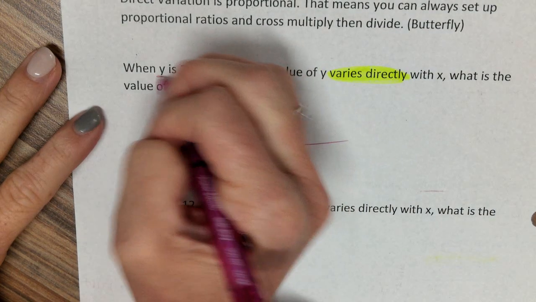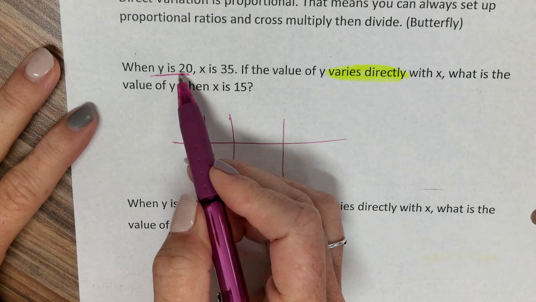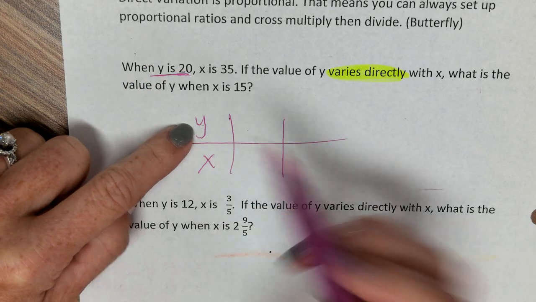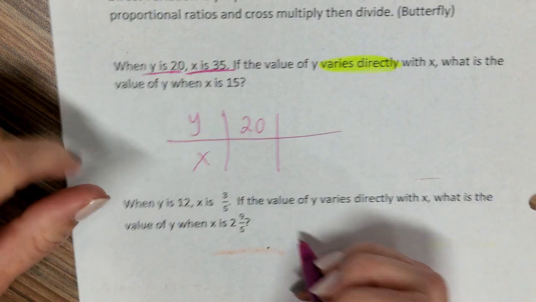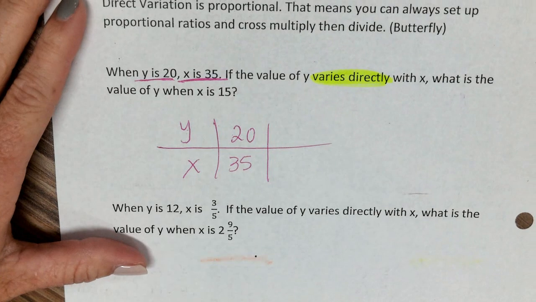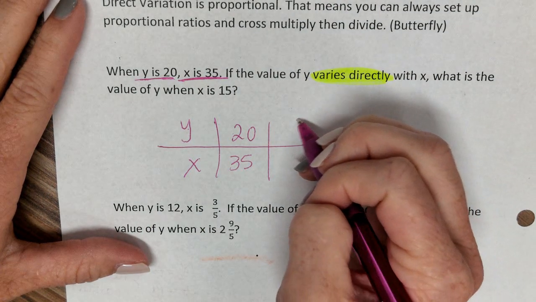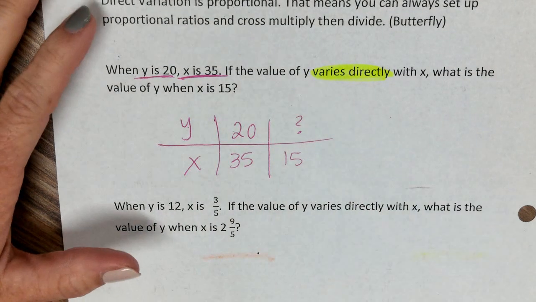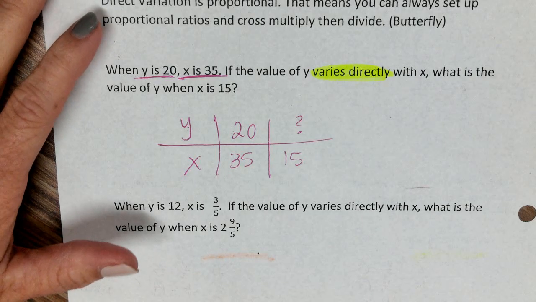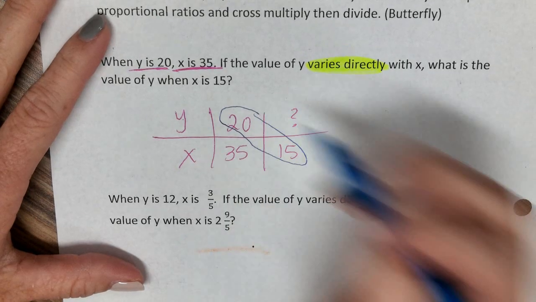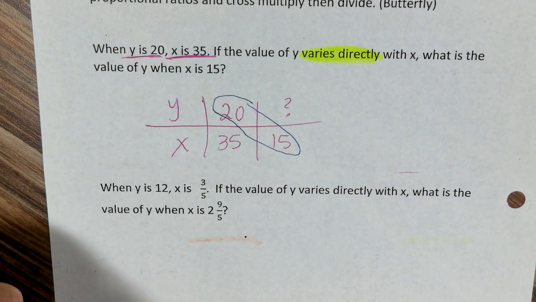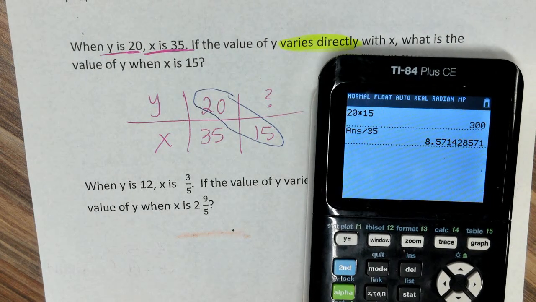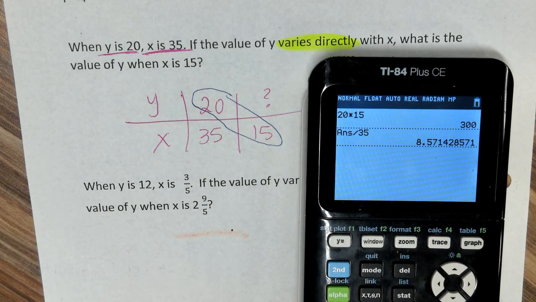Okay, so here we go. Where's this 20 going to go? What does it say? Y is 20, so where is it going to go? On the top with my Y. When X is 35, so where does that go? Right here. It says, what is Y? So that's my unknown, my missing number, when X is 15. So that has to go here. Once I have this set up, I cross multiply the two numbers that are across from each other and divide by the leftover number. All right, so 20 times 15, hit enter, and then divide by 35. What's the answer? 8.57 if I round.